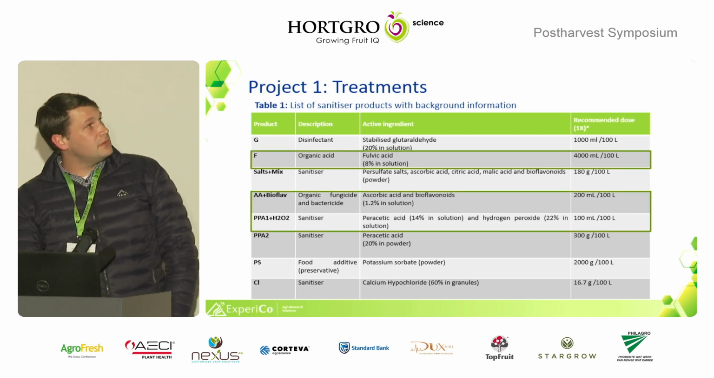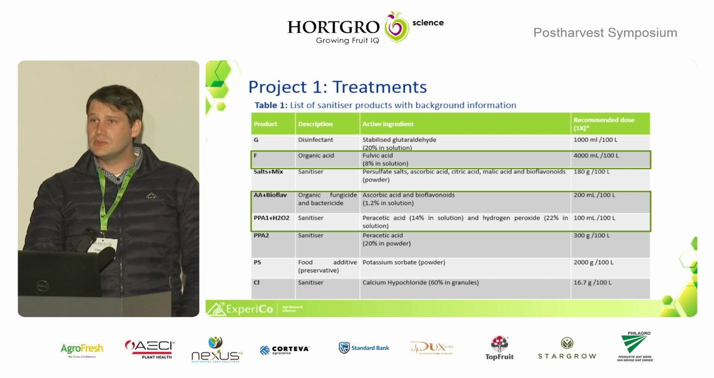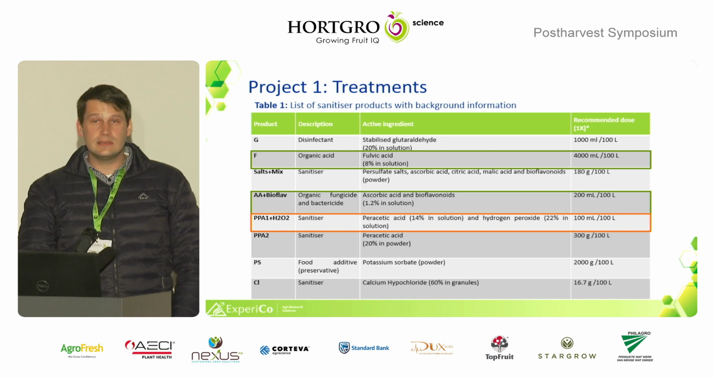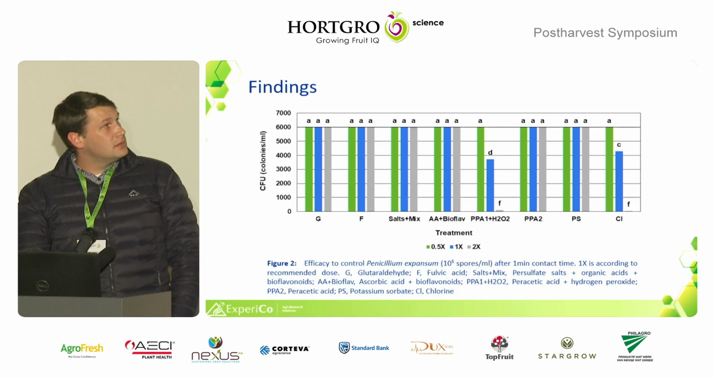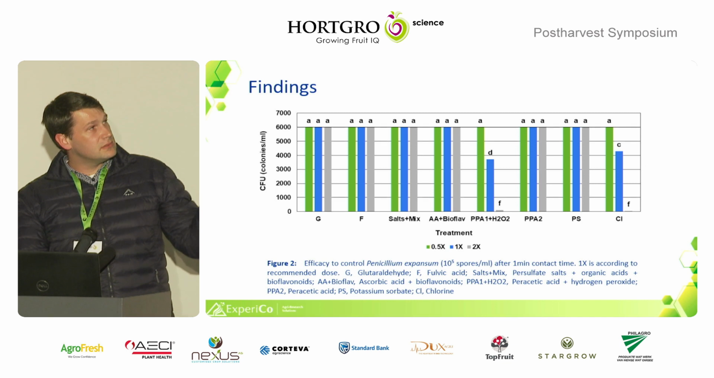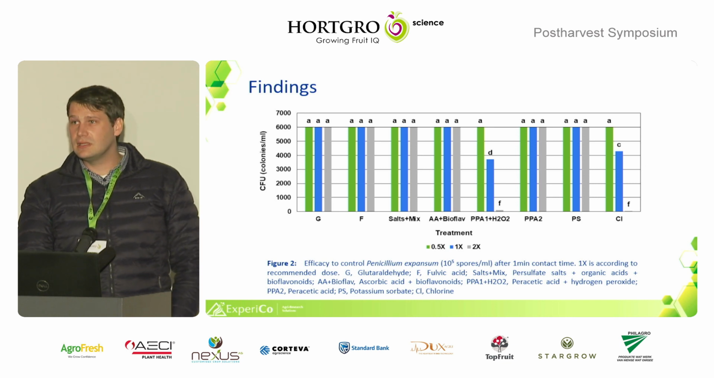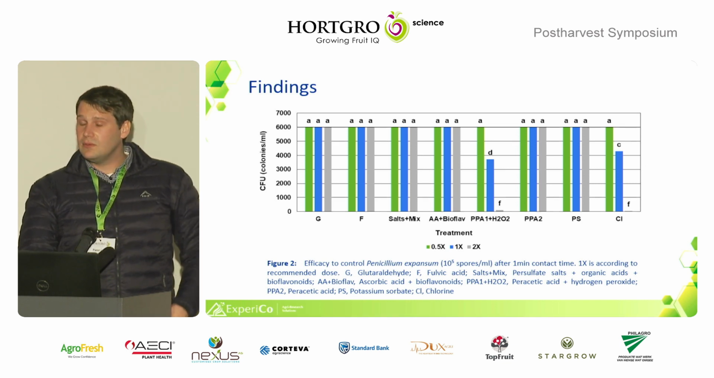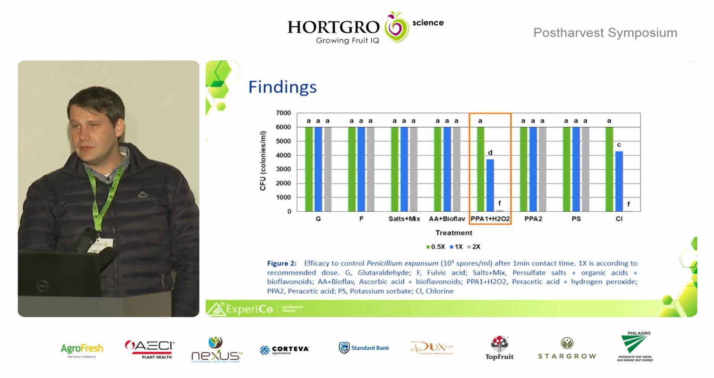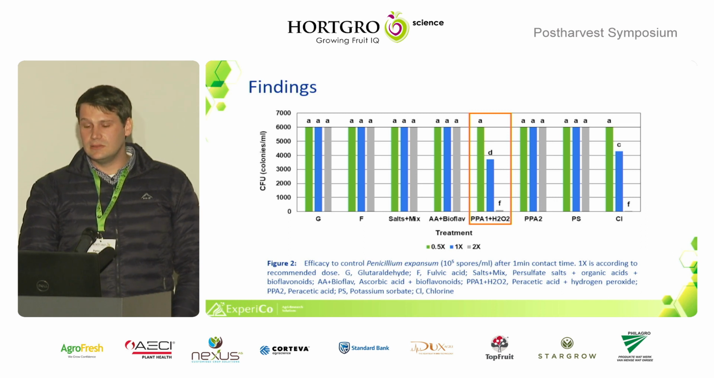Just as a quick indication, those 3 products performed well against botrytis, but only one did well against both botrytis and penicillin. That's our peracetic acid combination with hydrogen peroxide. Going through the data, this is against penicillin. Penicillin worked quite well as a model organism to test sanitizers, and in this case, your peracetic acid and hydrogen peroxide did well, but none of the other sanitizers we used. Obviously chlorine at the end doing what it had to do.